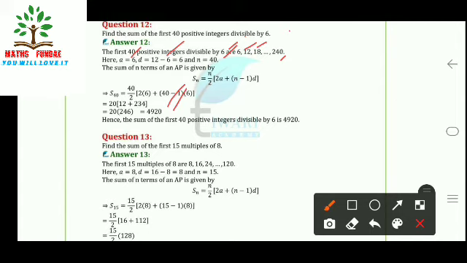Okay, then in question number 13, find the sum of the first 15 multiples of 8, like the table of 8: 8, 16, 24, till the 15th, it is 120.